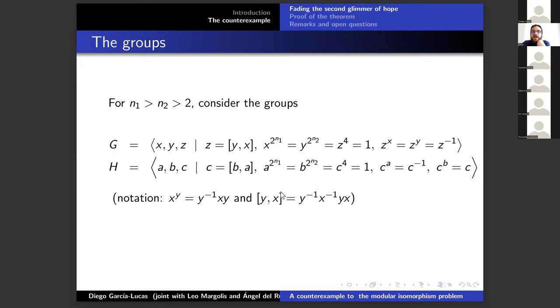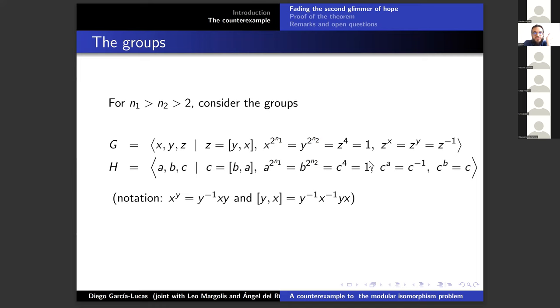Observe that these presentations are very similar. If we identify x with a, y with b, and z with c, then the presentation is exactly the same, except in these last relations, in which in H, b commutes with c, but in G, y does not commute with z. One first observation is that these groups, in spite of having a very similar presentation, are not isomorphic.